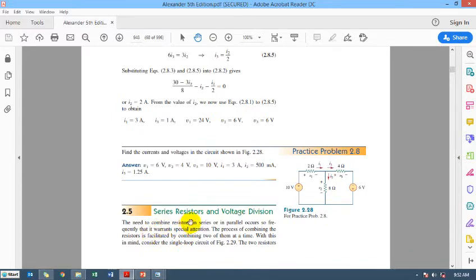So today is the lecture on series resistance and voltage division. I will not be doing voltage division in this current lecture. I will only be doing series resistance and then parallel resistance, 2.5, and I guess the next topic is 2.6 for the parallel resistance. So what is series resistance?